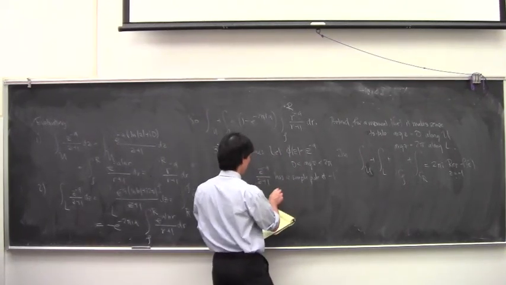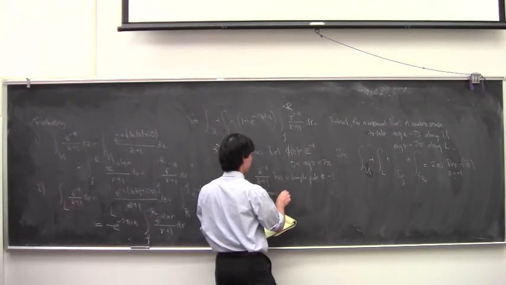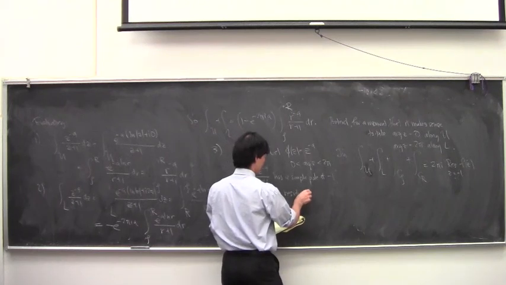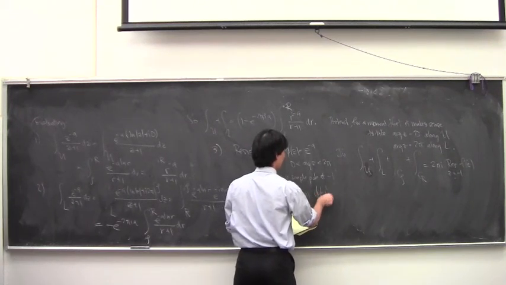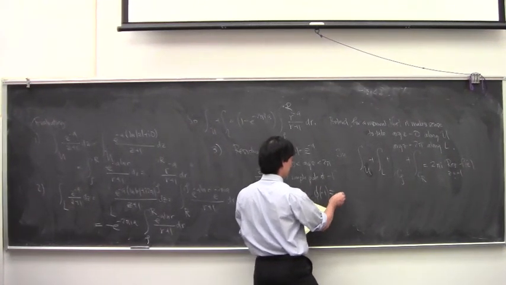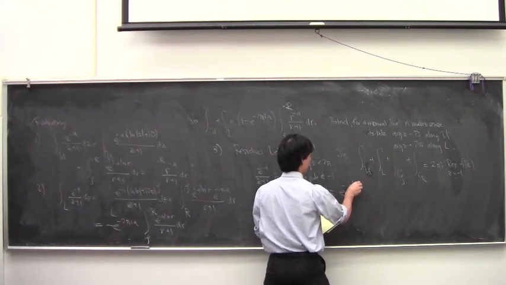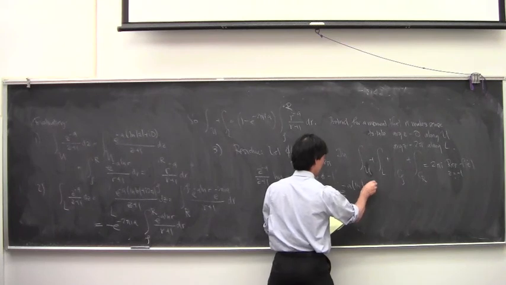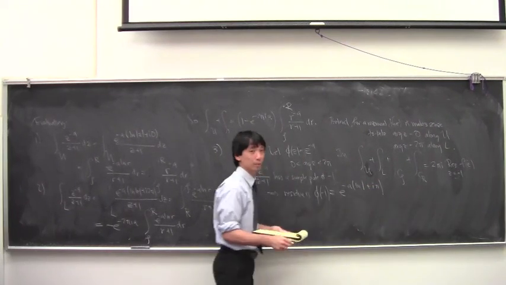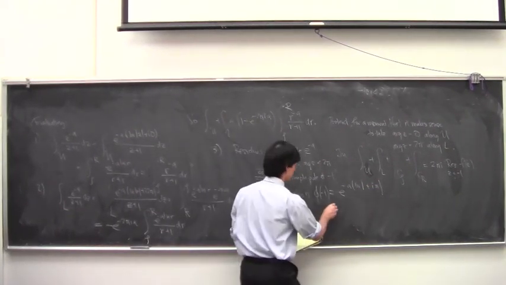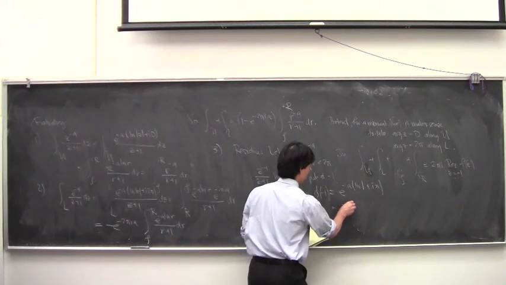So the residue is just p at minus 1, which is, recall how you do this, e to the minus a natural log of 1 plus I times pi. That's to say e to the negative a pi I.